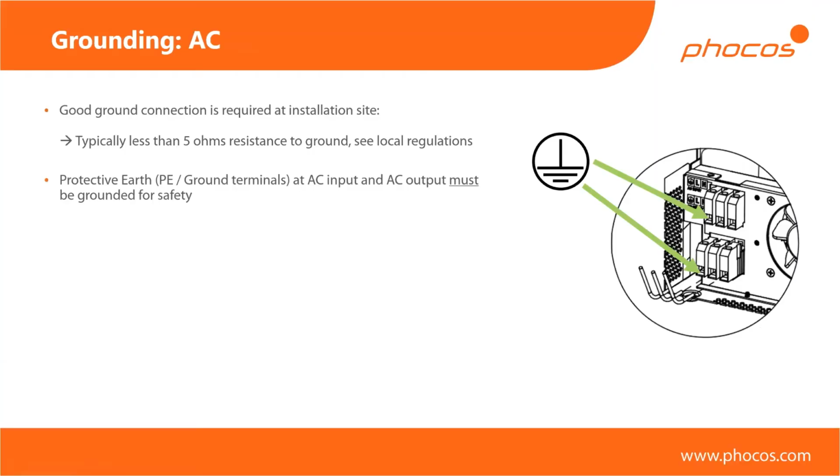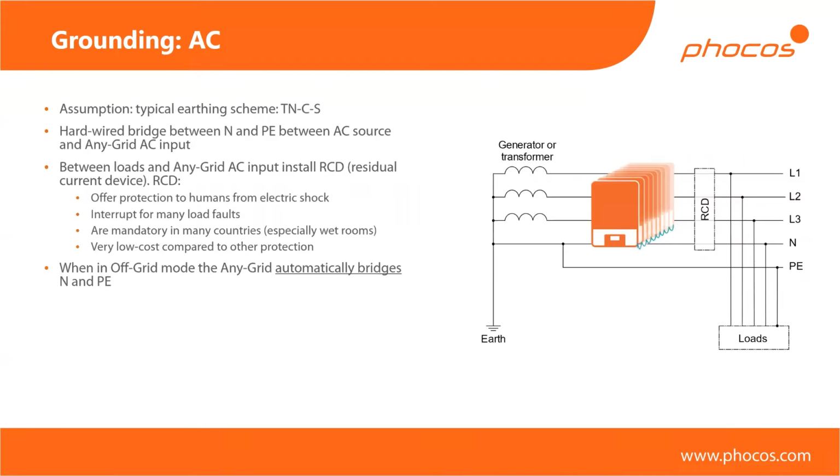Now grounding and protection. This is a class 2 device, which means grounding is mandatory. So we have two grounding connectors, one for the AC input, one for the AC output. They are internally connected to each other. And this is a requirement for safe operation that you connect to an adequate ground.